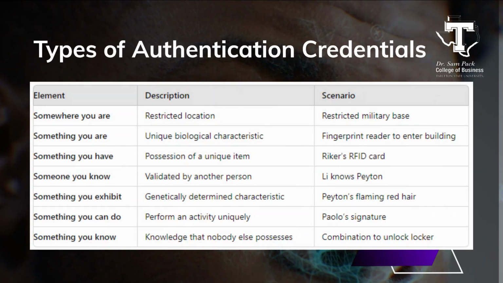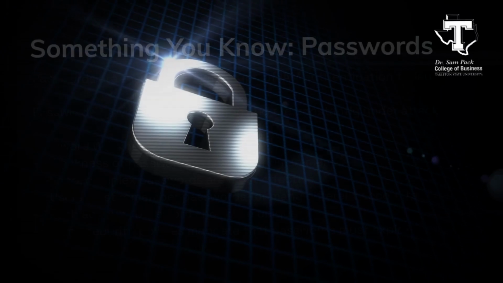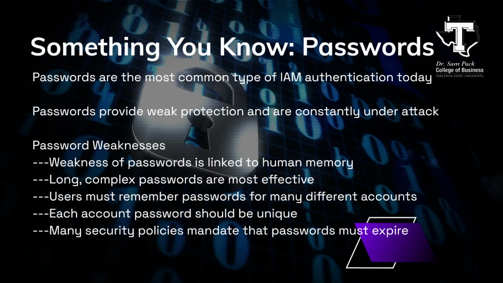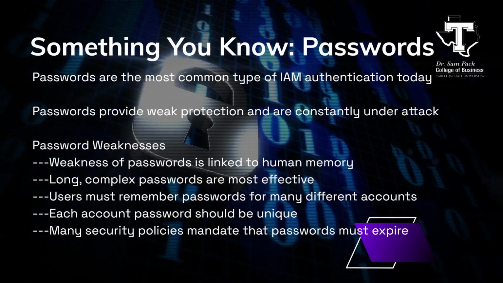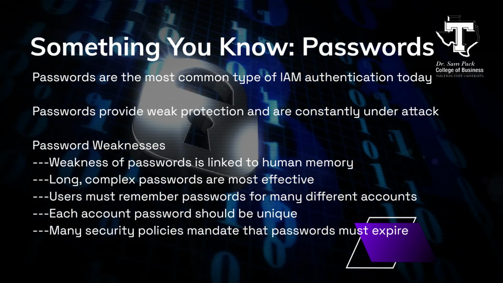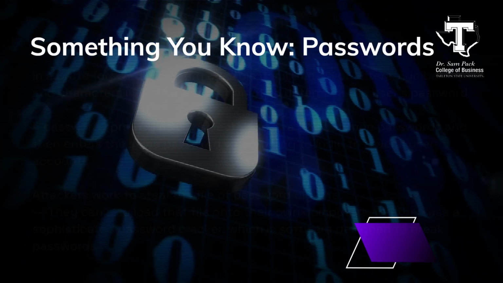First up, let's talk about the types of authentication credentials. Authentication credentials are what we use to prove our identity. The most common type? Passwords. But, as we'll see, they have their weaknesses. Passwords are the most common type of IAM authentication today. They're simple to use but have significant weaknesses. Why? Because they're linked to human memory. The best passwords are long and complex, but they're also hard to remember, especially when we have so many accounts.